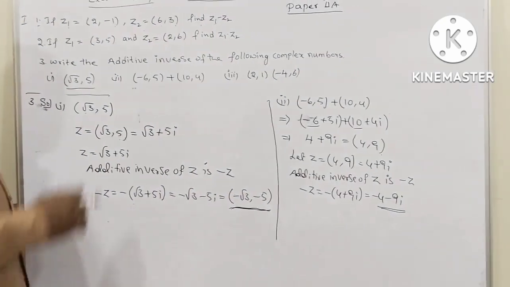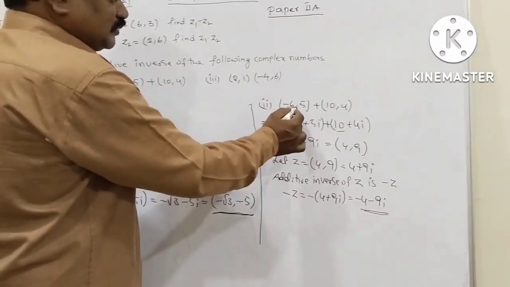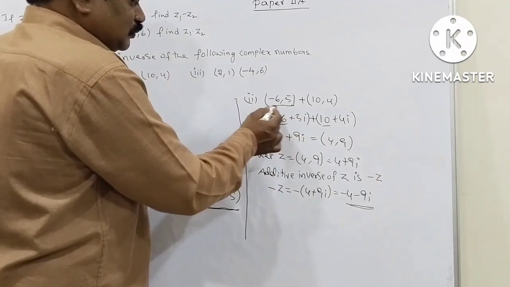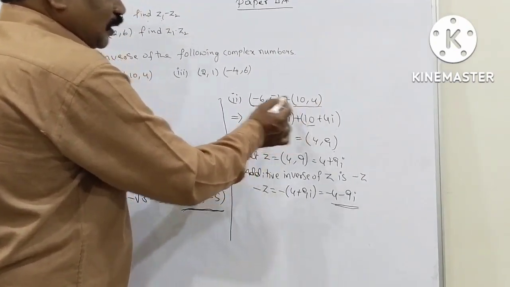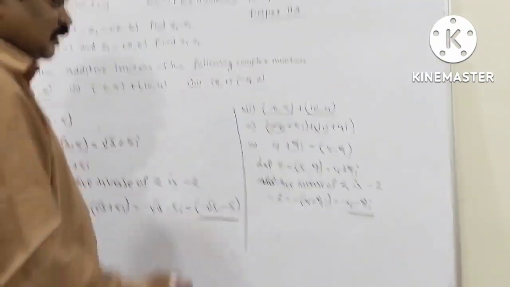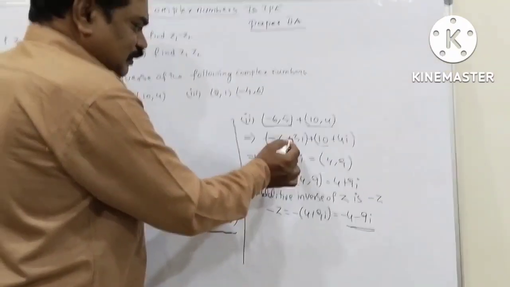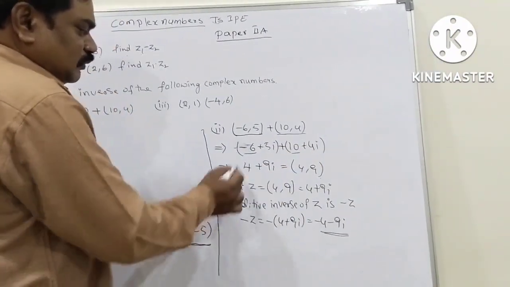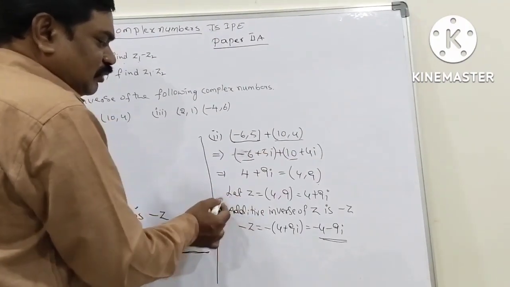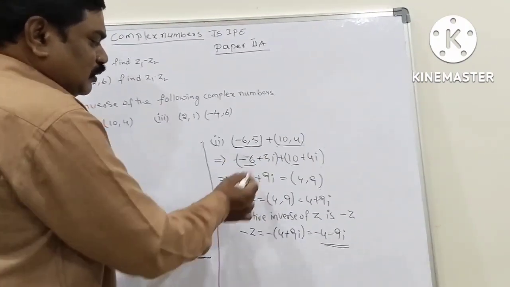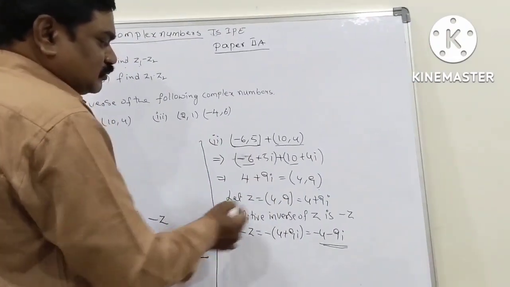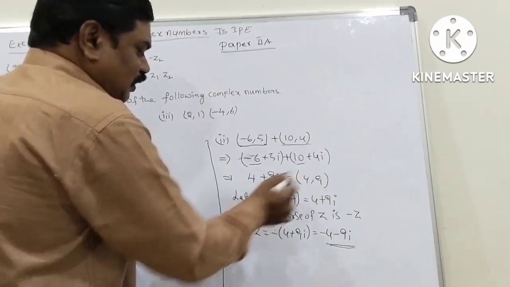Next, go for the second problem: (minus 6, 5) plus (10, 4). That means you add these two complex numbers first. That is minus 6 plus 5i plus 10 plus 4i. So minus 6 plus 10 how much? Plus 4. 5i plus 4i how much? 9i. So (4, 9).